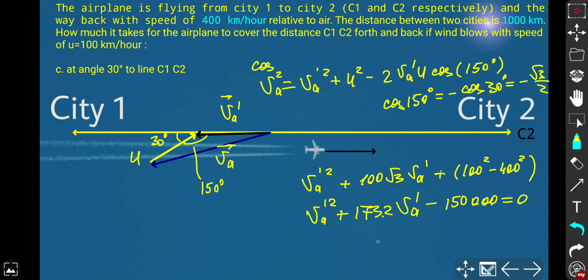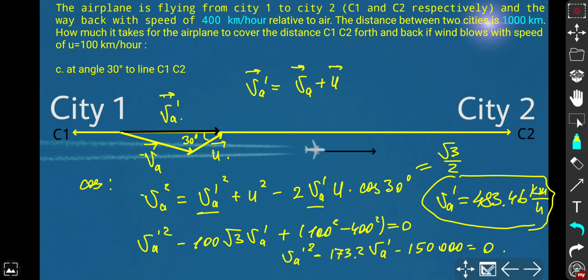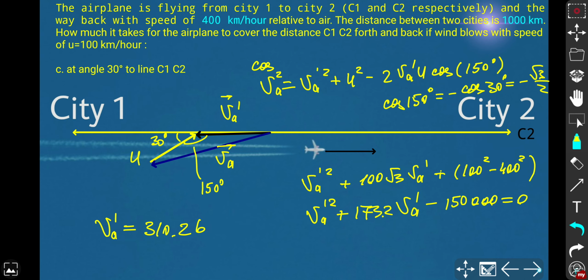And only one solution, which is in this case smaller, because obviously the airplane is moving against the wind. Here the U component, which is basically parallel to C1, C2, gives a bit more velocity for the airplane, while here it is actually against the direction of motion of the airplane, C1 to C2. That means the resultant velocity is going to be slower and smaller in comparison with the previous case.